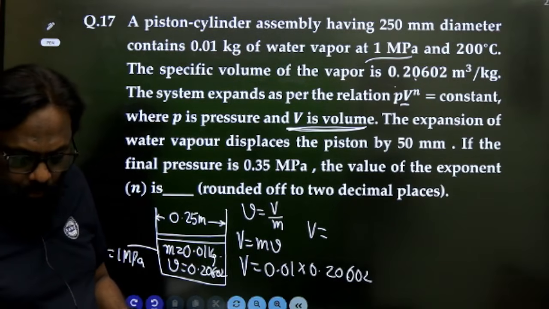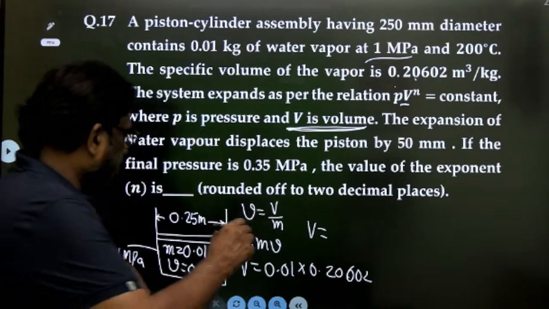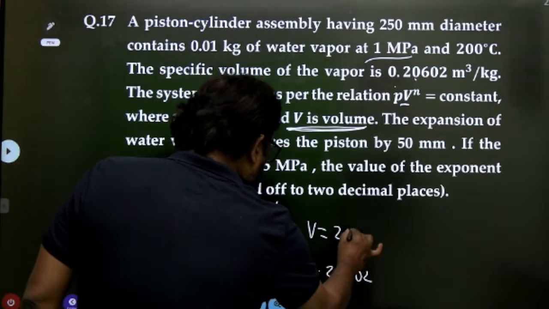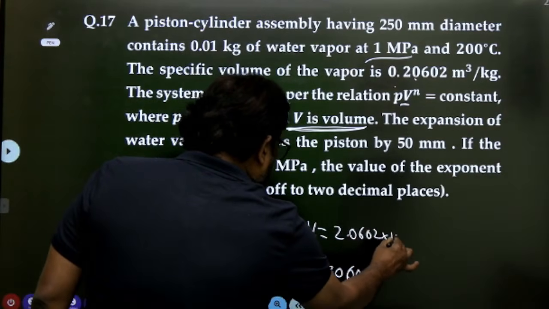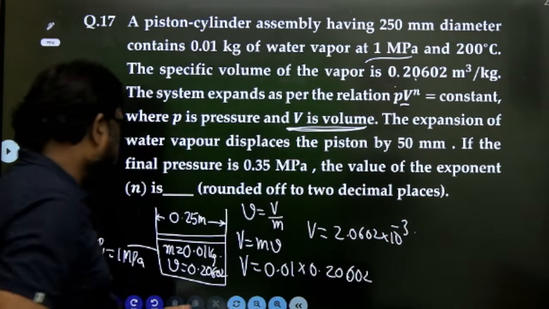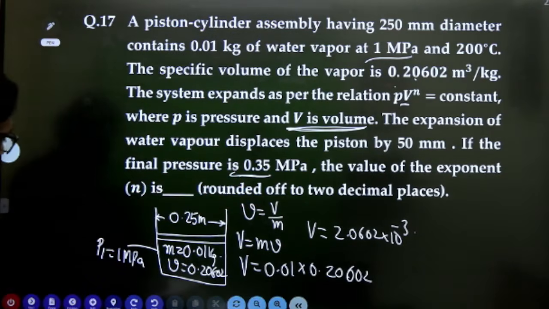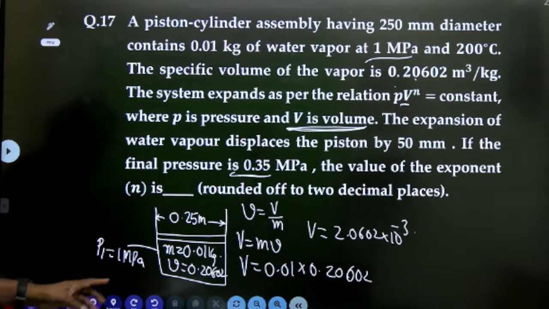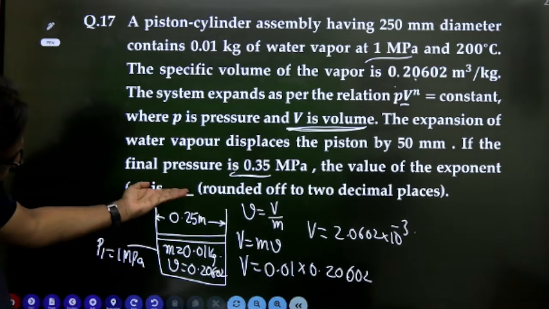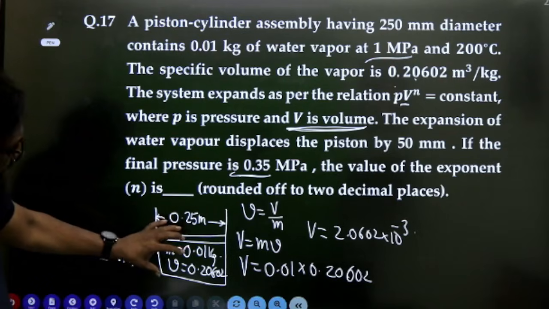It will be 2.0602 into 10 power minus 3. This is the volume. ठीक है सर. And what is the final pressure? 0.35. ठीक है सर. But यहाँ पे क्या है ना, the volume is increasing, the system is expanding.